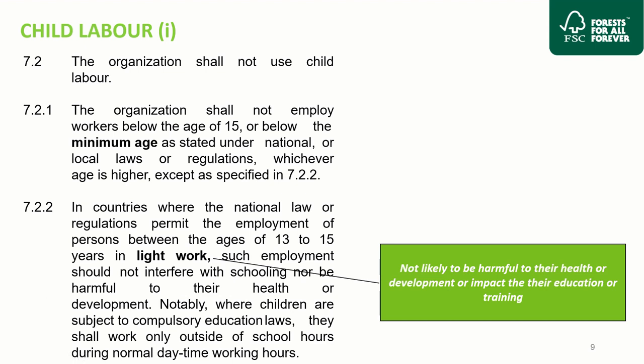Regarding child labour, the organisation shall not employ workers below the age of 15 or below the minimum age as stated under national or local laws or regulations, whichever is higher. In countries where the national law or regulations permit the employment of persons between the ages of 13 to 15 years in light work, it should not interfere with their schooling or be harmful to their health or development.